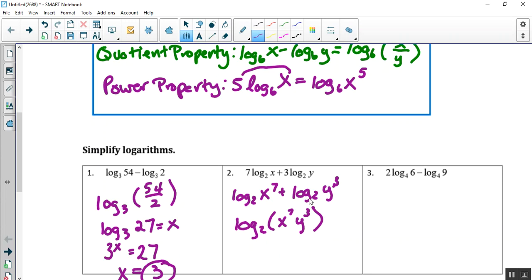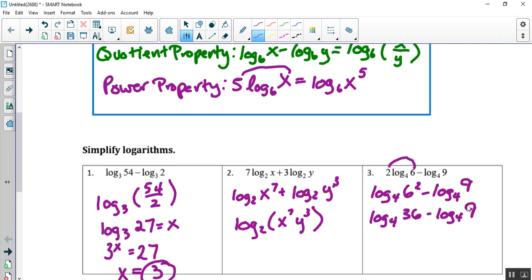Now you might want to pause the video here and try the next one on your own. Okay, so I'm going to do the same thing. I'm going to take my exponent and put it here. So I have log base 4 of 6 squared minus log base 4 of 9. And 6 squared is 36. So I'm going to have log base 4 of 36 minus log base 4 of 9.